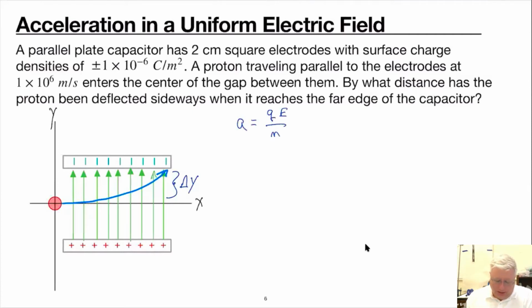So what's the electric field here? We need to know that. The electric field is charge over epsilon naught A. Well, the charge per area, we've already been given that: the surface charge density. So if we wanted to, we could rewrite this as eta over epsilon naught, because that's what we were given. We were given eta, which is 1 times 10 to the minus 6.